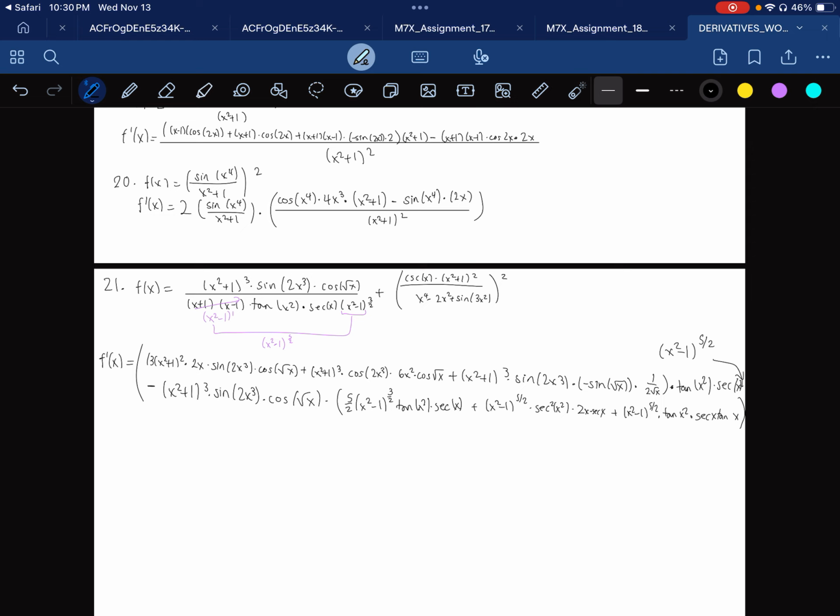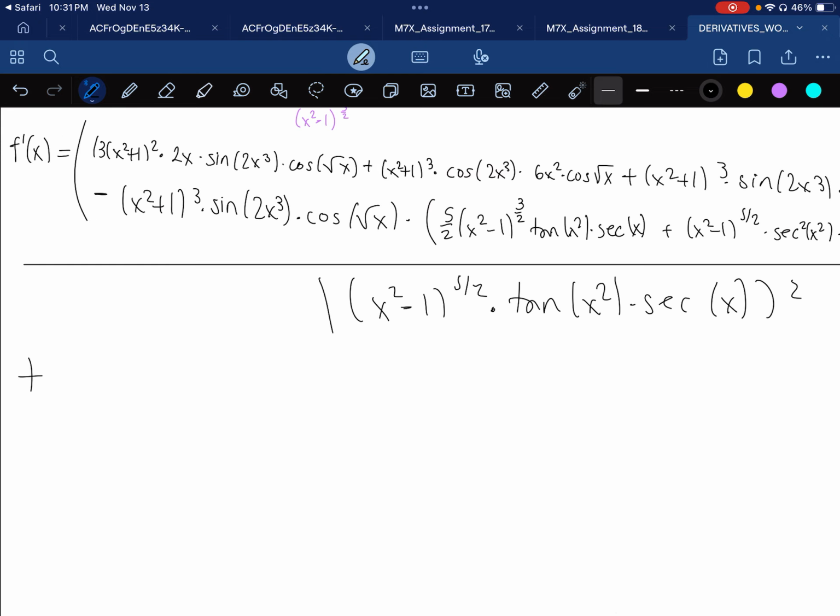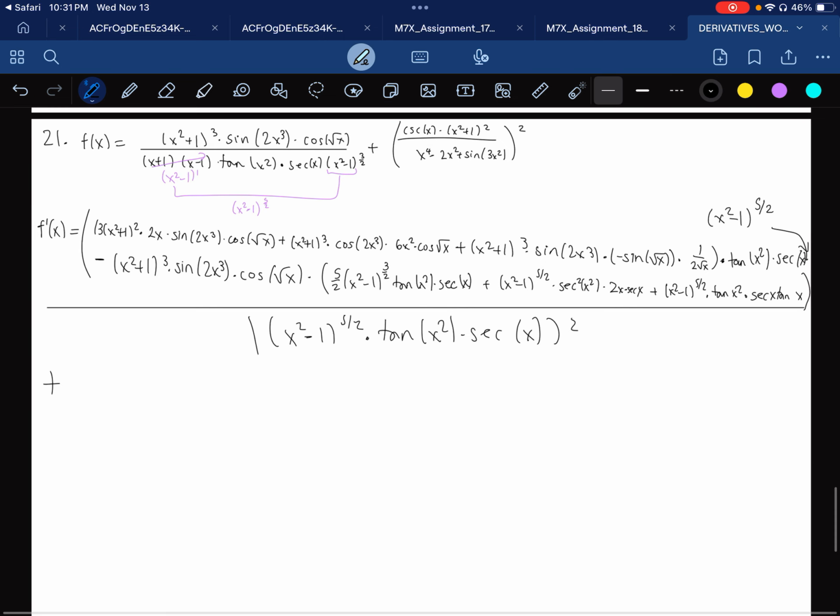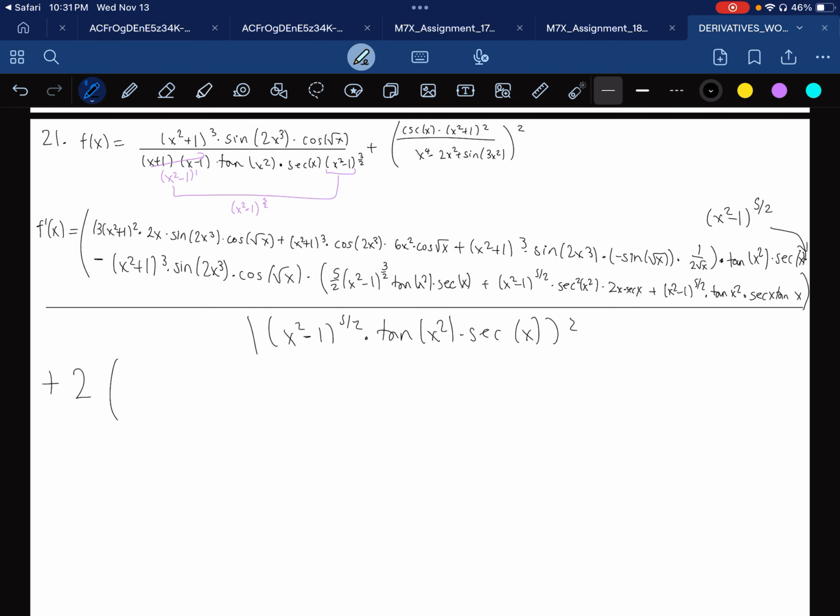And then we're done. And all of that should get divided by the denominator squared, tangent of x squared times secant of x, and all of that squared. And now we're going to add that to our second derivative. So we're going to use power rule for that. Cosecant of x times x squared plus 1 times 2 over x to the 4th minus 2x squared plus sine of 3x.